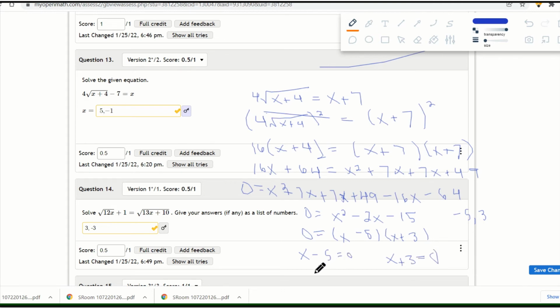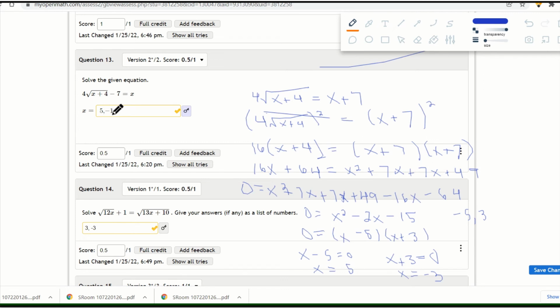And when we solve them, move the 5 across, we get a 5. And move the 3 across, and we get a negative 3. Now, clearly the 5 worked because you got partial credit for that 5. But the -3 was the other solution that you needed.